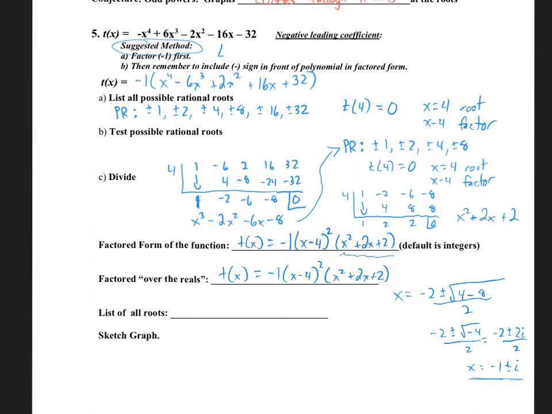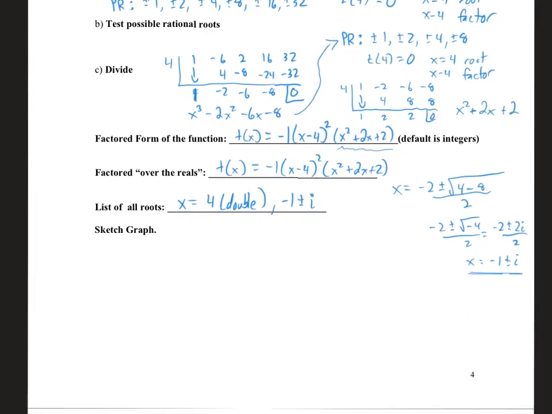Okay, but the good news is that we found all of our roots. So we have x equals 4, which again we're going to list as a double, and -1 plus or minus i. Okay, notice we have 4 different roots there from our quartic, which again is going to be important coming up in a minute. And the sketch of the graph, we'll do this quickly.